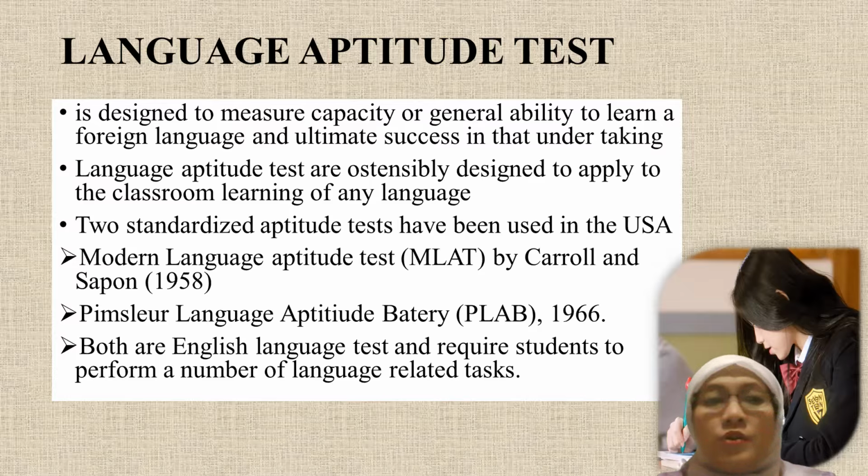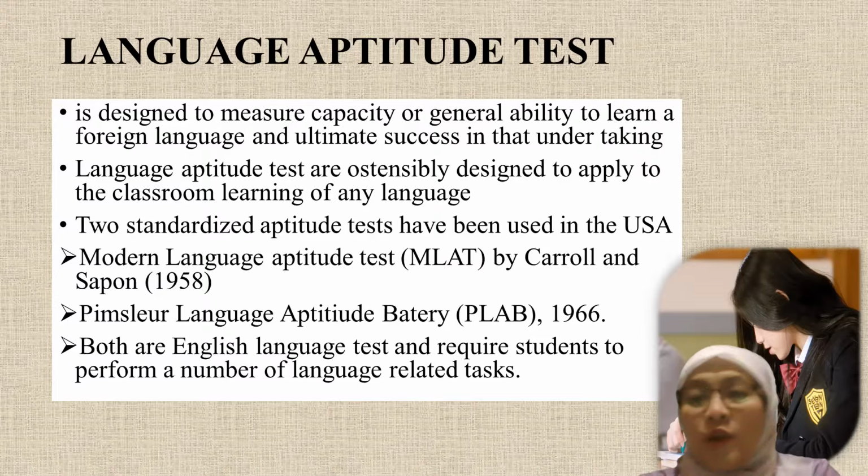Okay, there are two standardized aptitude tests that have been used in the USA. The first one is the Modern Language Aptitude Test, or MLAT. It was made by Carroll and Sapon in 1958. And then one more is the Pimsleur Language Aptitude Battery, or PLAB, which was created in 1956. Both of them are language tests, and they require students to perform a number of language-related tasks.